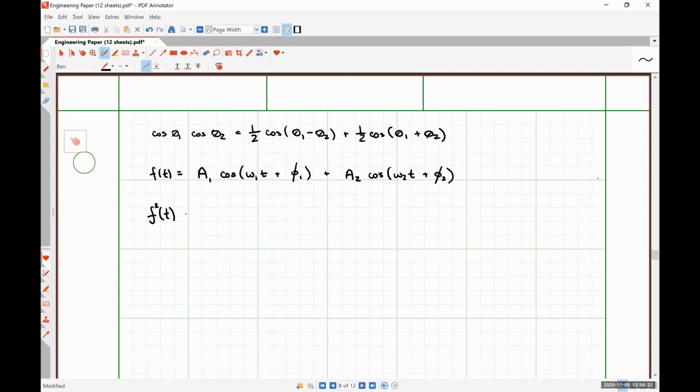Well, if we notice here, when we square these, this is going to be a1 cosine omega 1t plus phi 1 plus a2 cosine omega 2t plus phi 2, times that exact same thing: a1 cosine omega 1t plus phi 1 plus a2 cosine omega 2t plus phi 2.